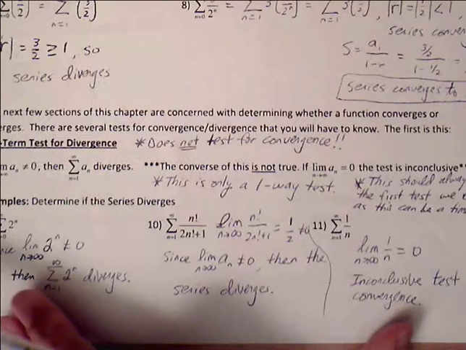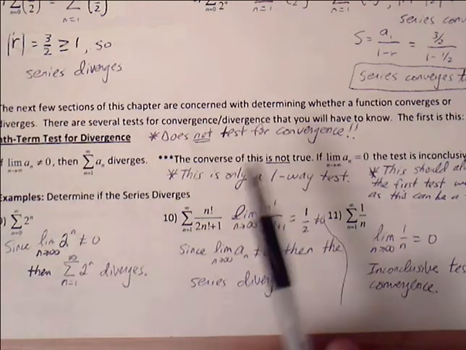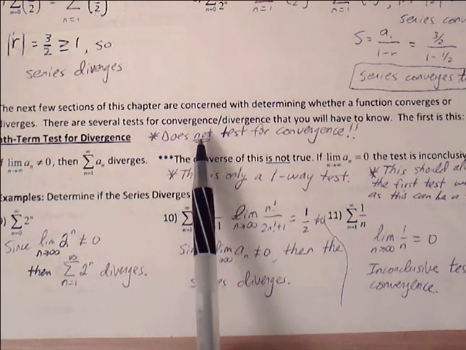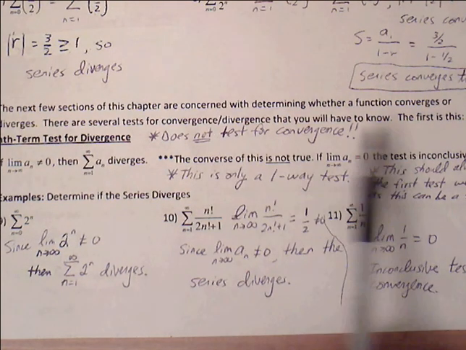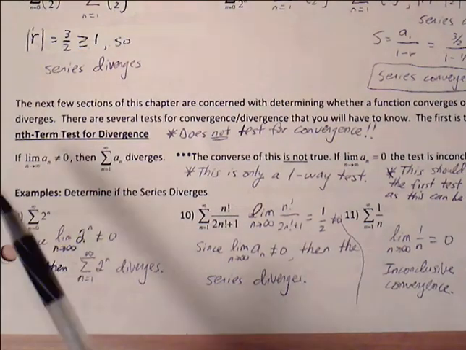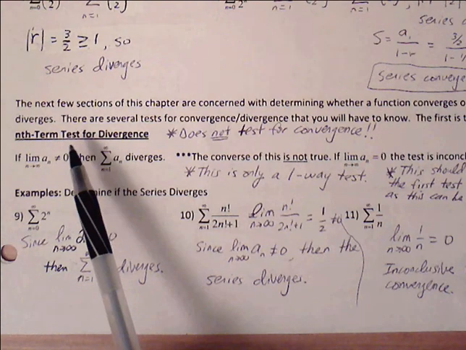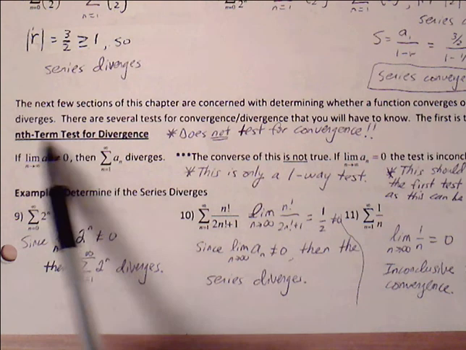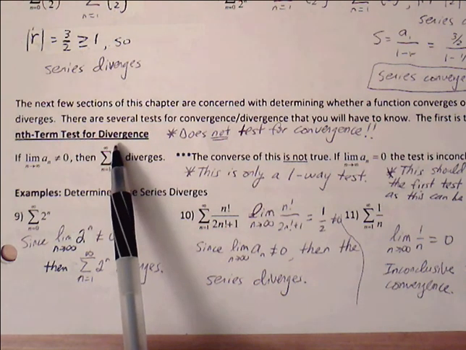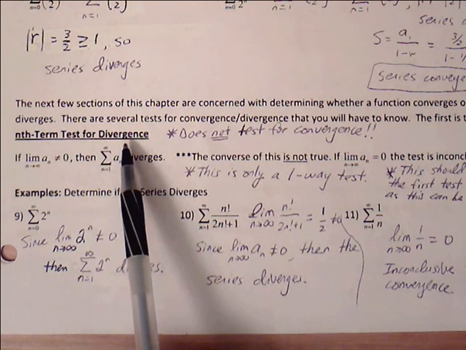Okay, the next section is concerned with determining whether a series converges or diverges. There are several tests for convergence and divergence that we will have to know. The first is the nth term test for divergence. This is usually the first test that we do regardless of the series that we see, just because this is a very fast test to do, and it's one of those things where we want to test this because it could save us a lot of time.